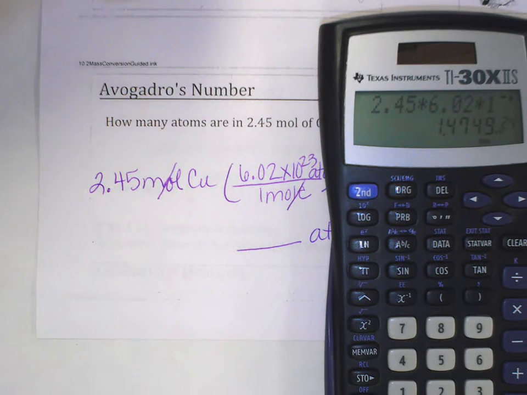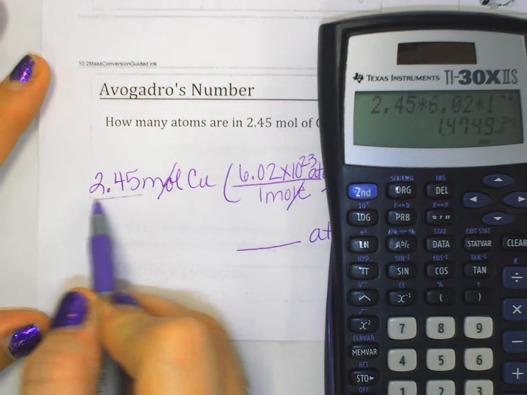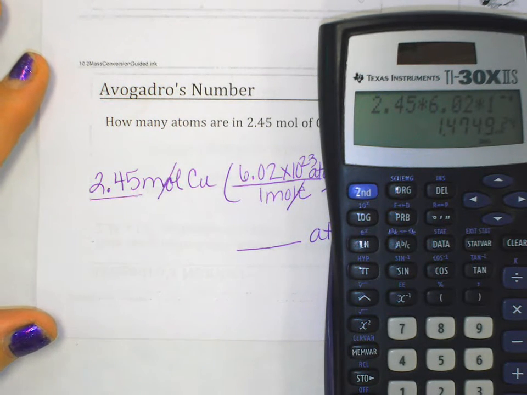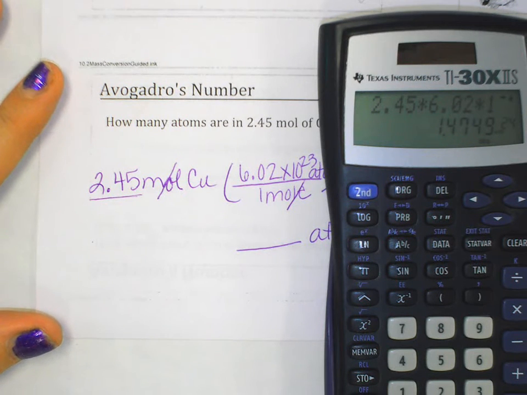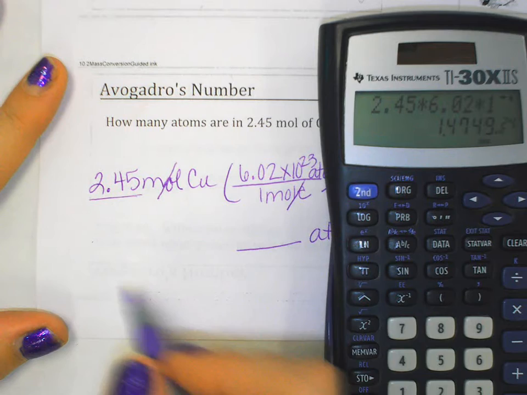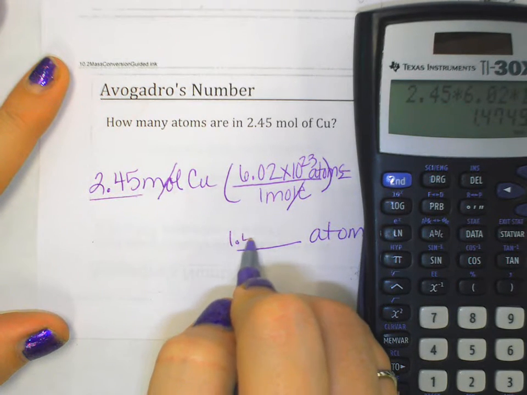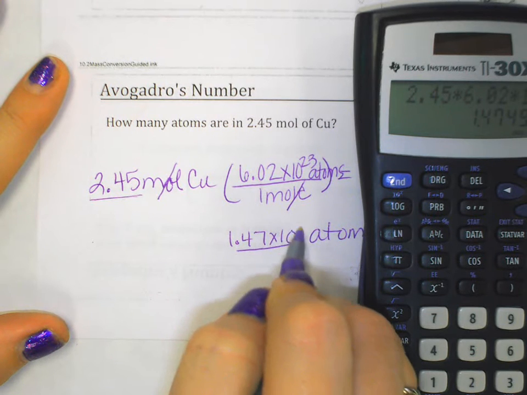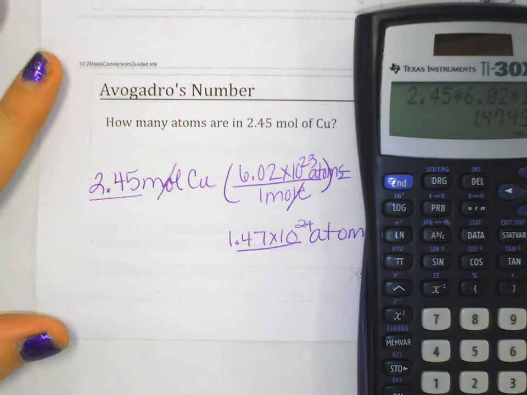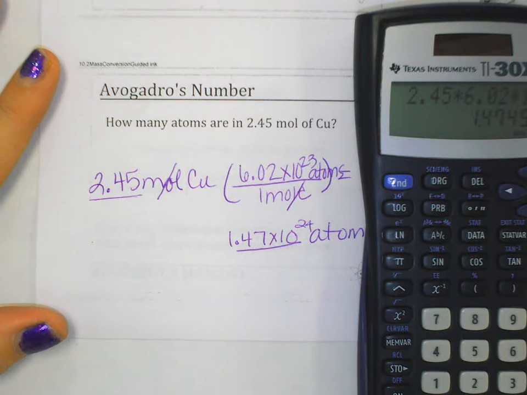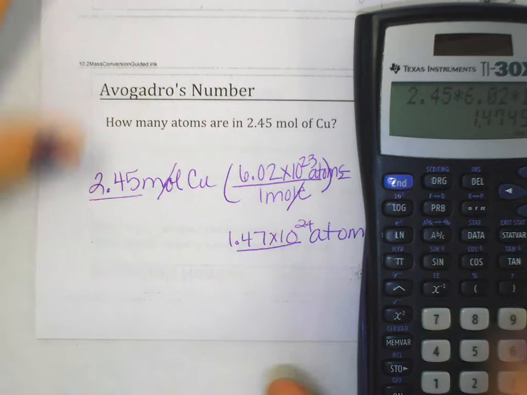Boom, got my answer. I'm just going to now check my sig figs. My starting amount is what I always go back to. So 2.45 has 3 sig figs. So I make sure that my answer also has 3 sig figs. So this is going to be 1.47 times 10 to the 24th atoms. That's a one-step conversion, just going right from moles into atoms.